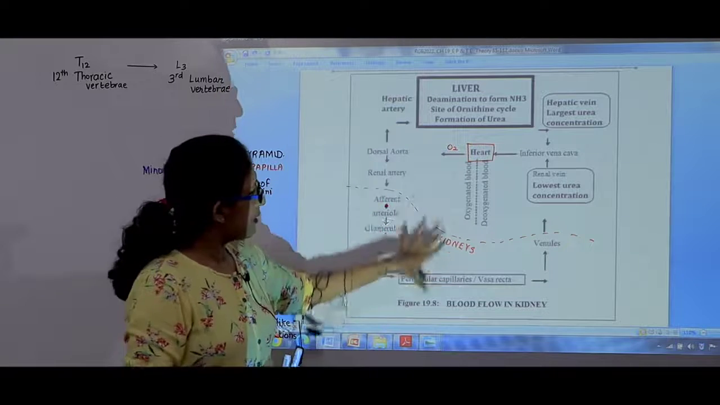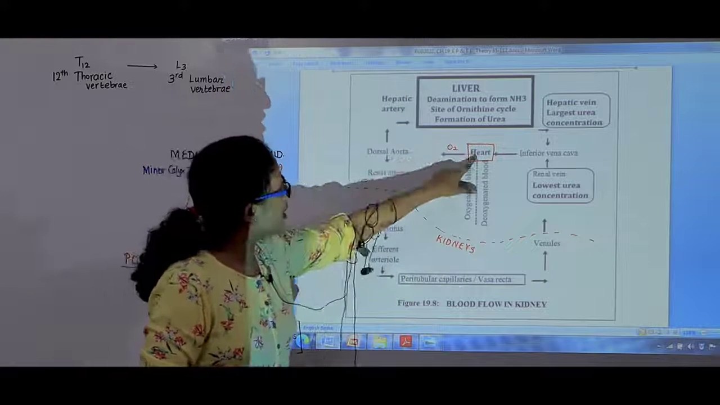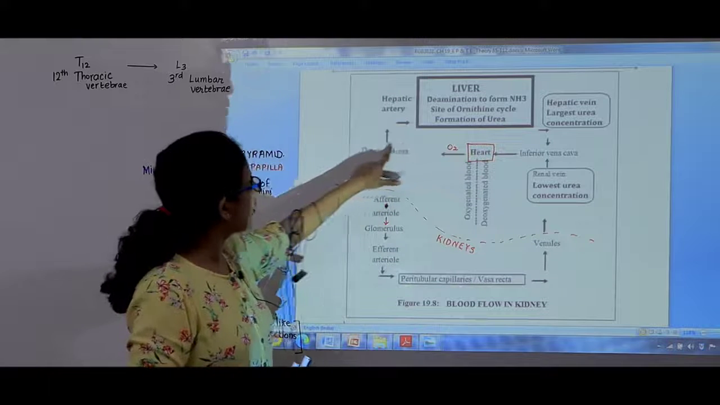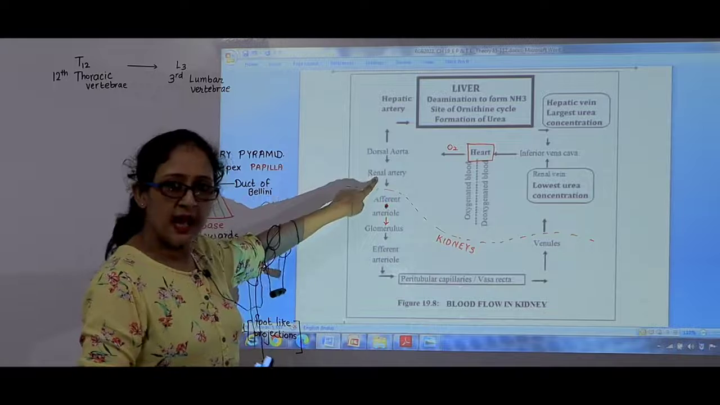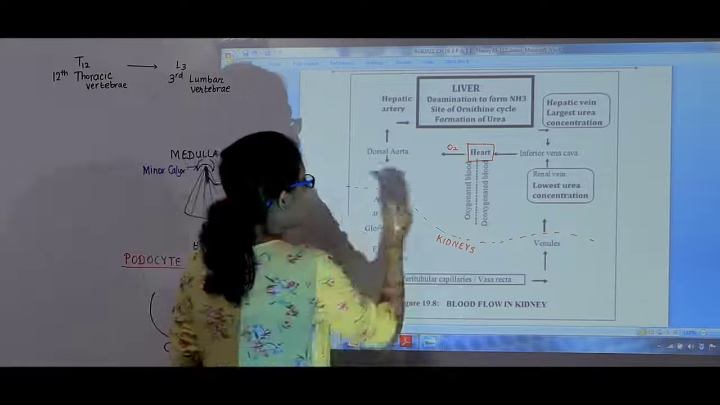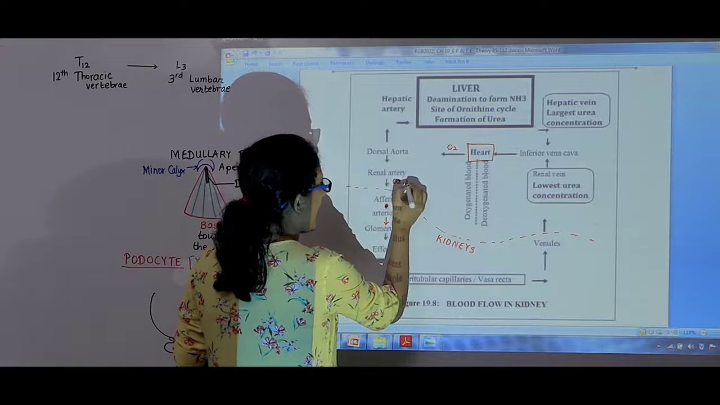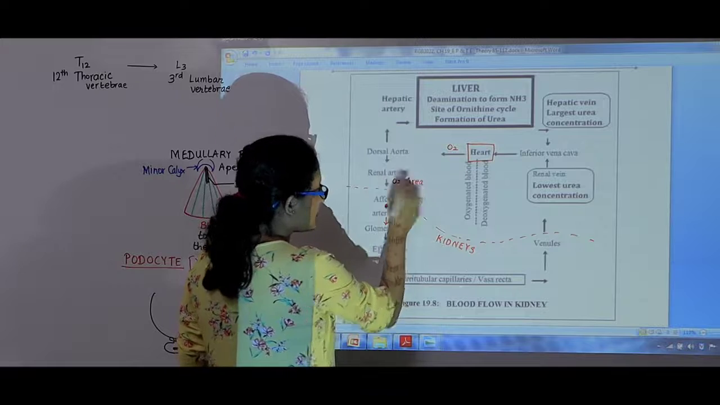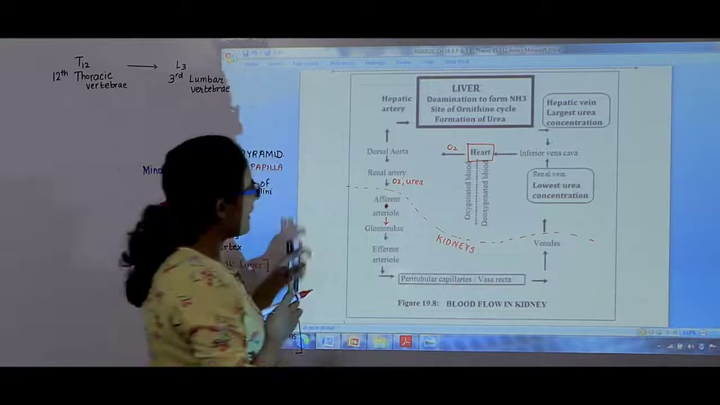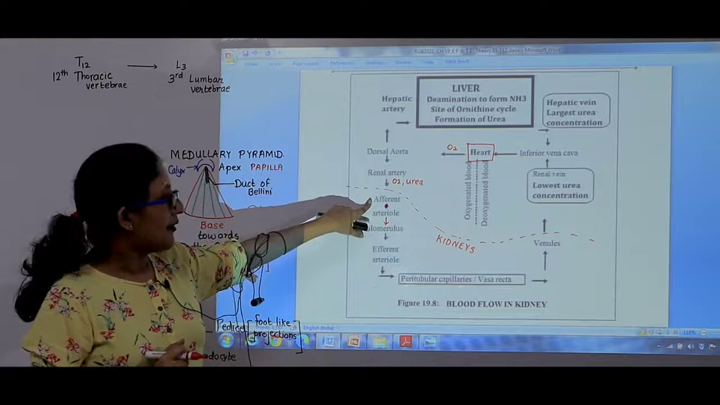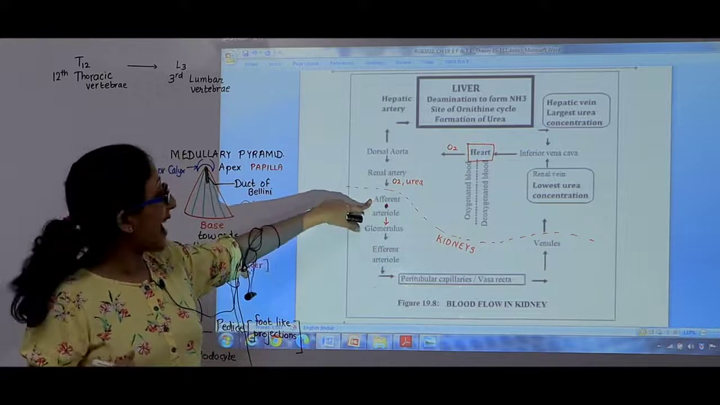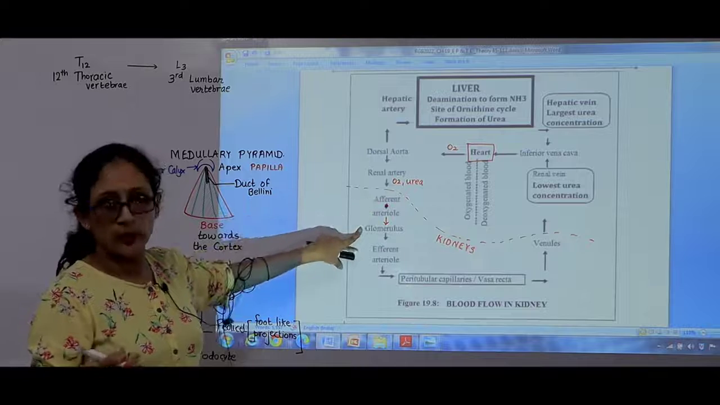So you have the heart, you have the kidneys. Oxygenated blood from the heart goes into the dorsal aorta, it goes into the renal artery. The renal artery is giving oxygen and urea to the kidneys. One renal artery splits into 1.2 million afferent arterioles, one for each glomerulus.